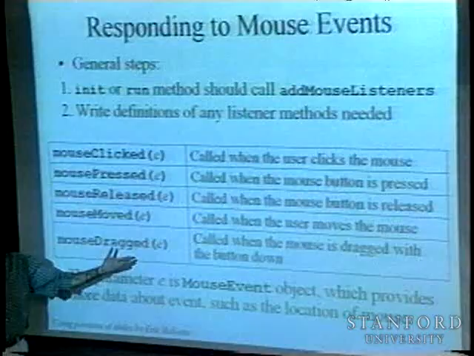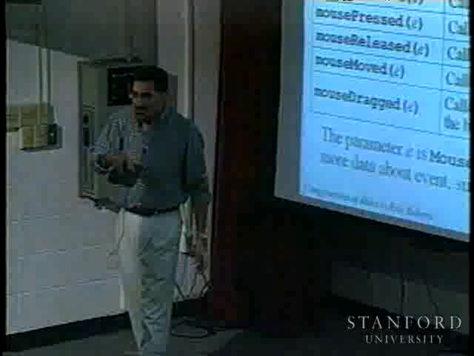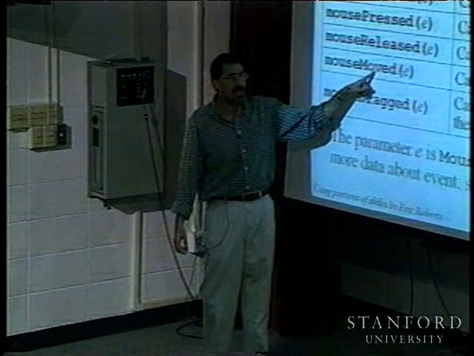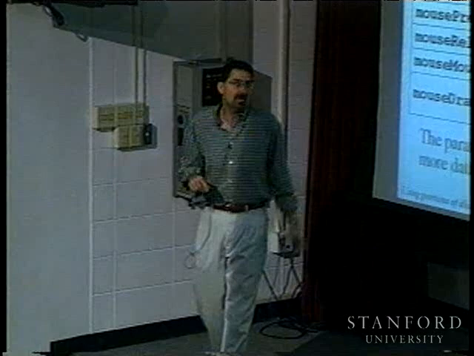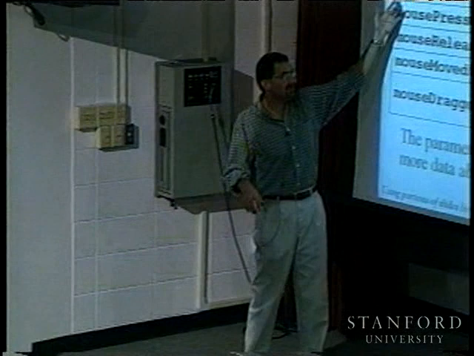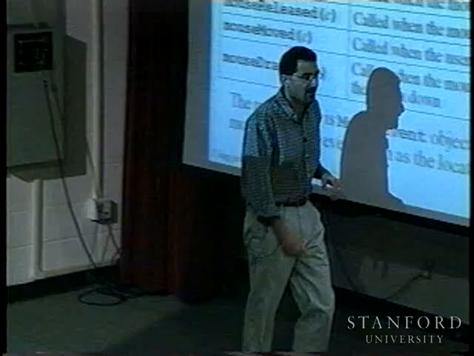Okay, and mouse dragged is when someone actually clicks on something and then moves the mouse while holding down the button. In fact, we'll say that the mouse has been dragged, which is like mouse moved, except this is only happening when the button's down and someone's moving the mouse. But all of these take the same kind of mouse events, and so you can get the XY location for where that click happened or where the mouse recently moved to. Okay, and that's going to provide you the data about the event.